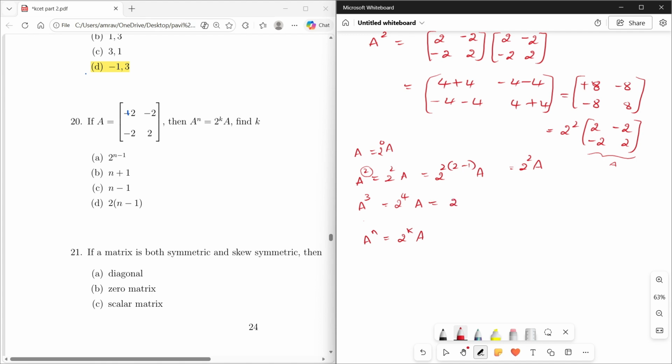And here I'll write this as 2 square. 2 square I'm taking common everywhere. And the power of A here is 3. So I'll write this as 3 minus 1. 3 minus 1 will give you 2. 2 2s are 4. You get the same thing back into A.